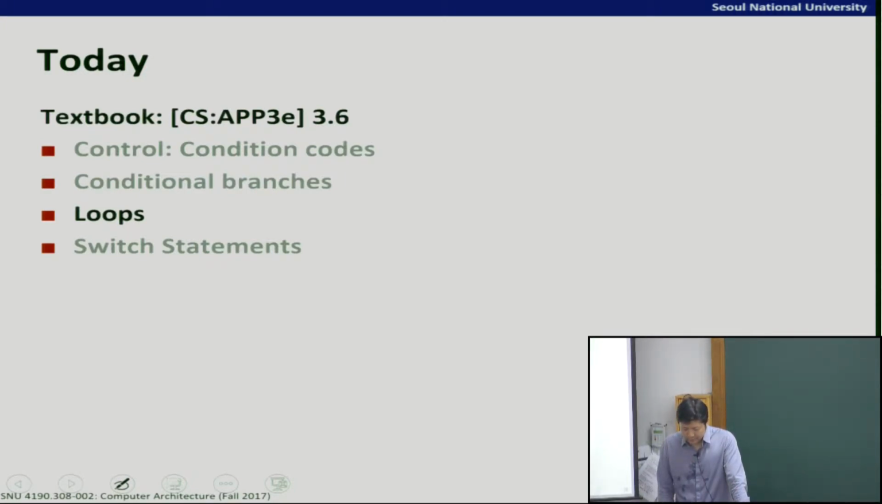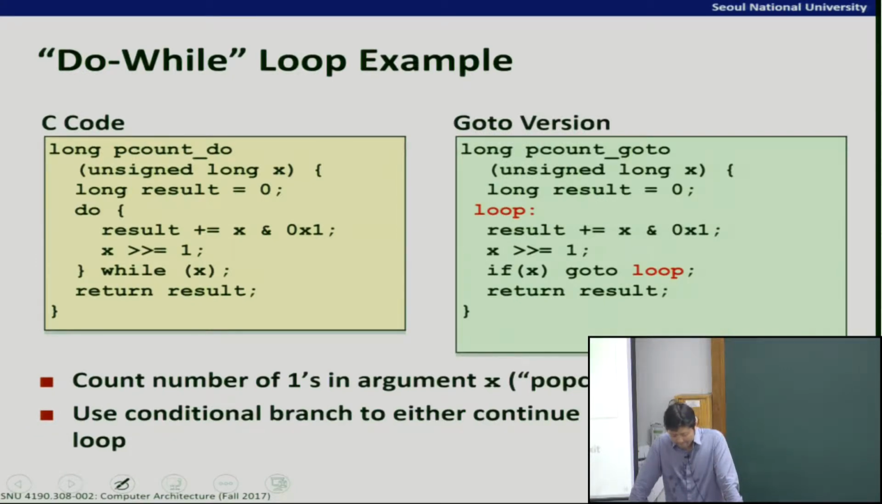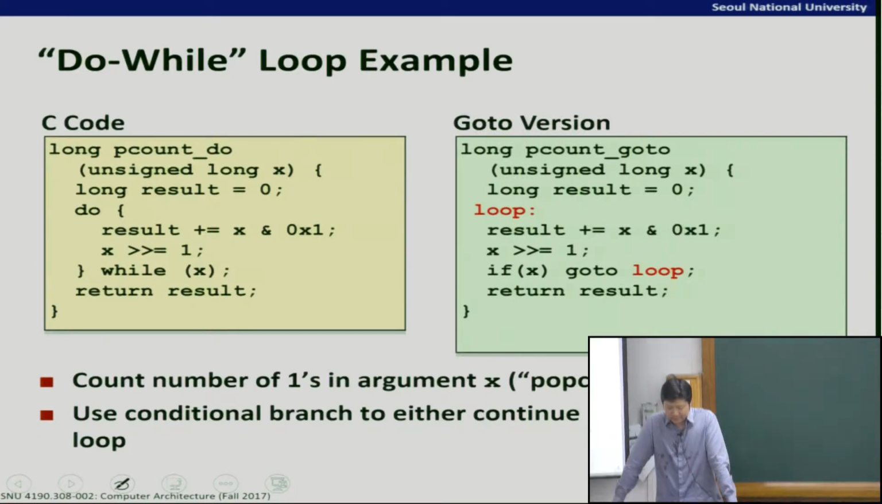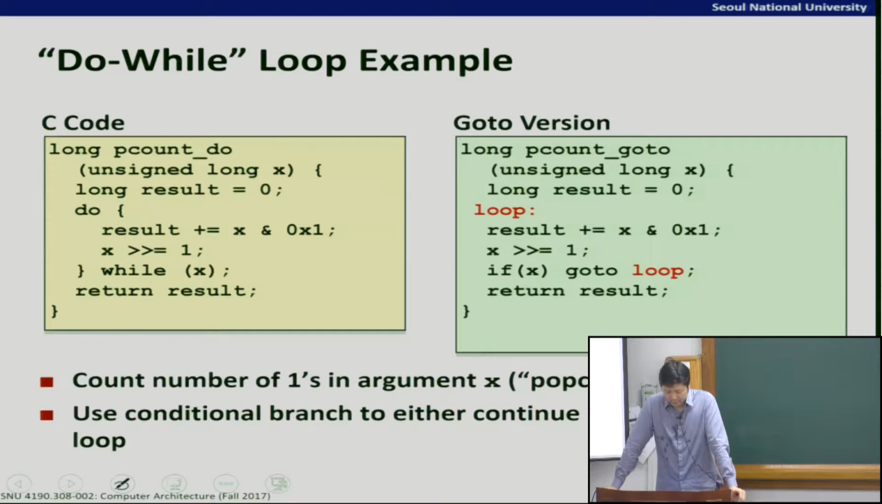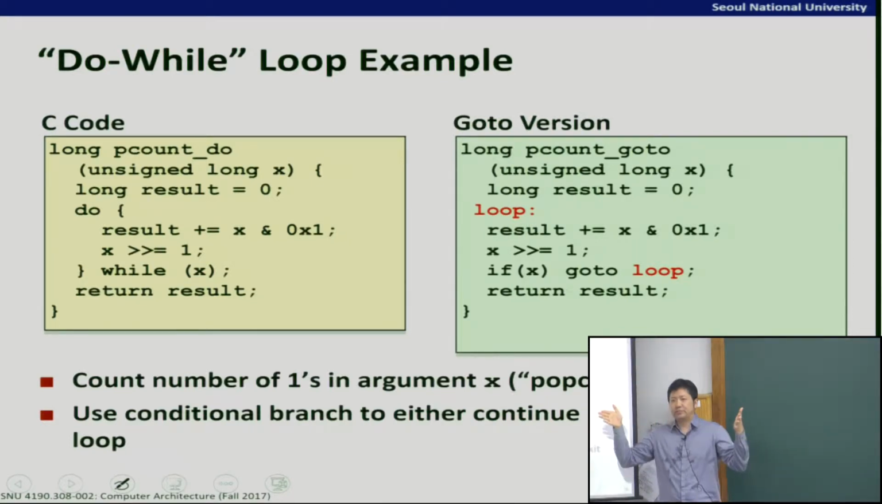All right. So let's move on to loops. Let's start with a simple do-while loop. Let's take a look at the function on the left side. There's C code called pop count. Say you have a string of bits, like 32 bits. Pop count counts how many ones there are in your bit stream.